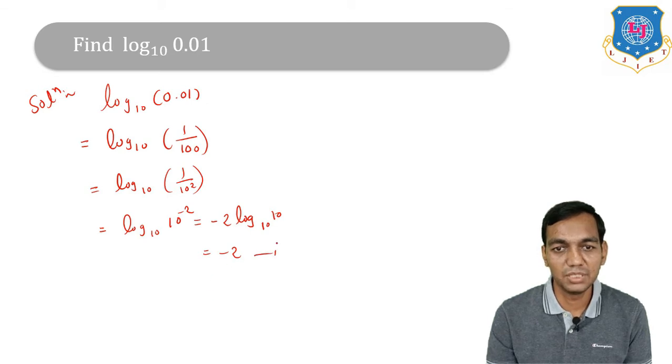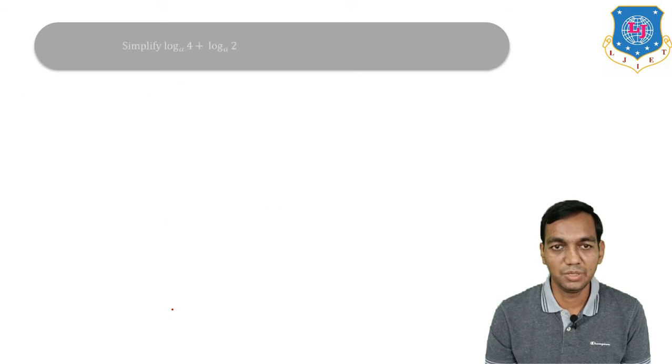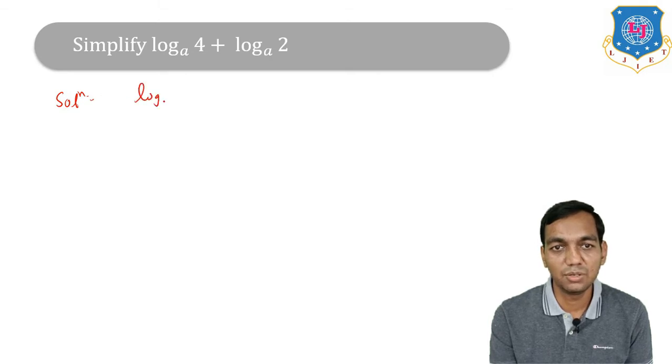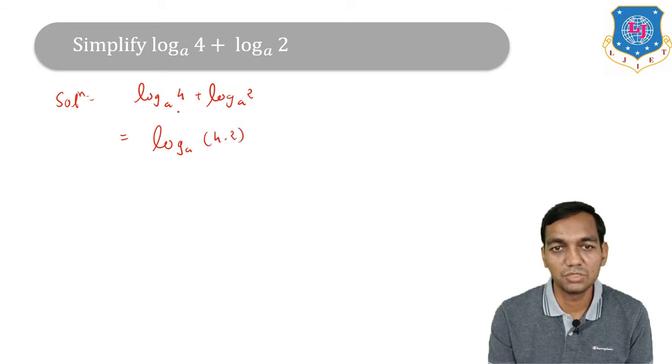Okay, so the answer of this one is minus 2. So please remember, same manner, this is a simple example. Simplify: you have given log 4 base a plus log 2 base a. Then we are aware that if both bases are same and you have log a plus log b, then it is written in the form of log a into b. That means 4 into 2, that means you have log 8 base a.